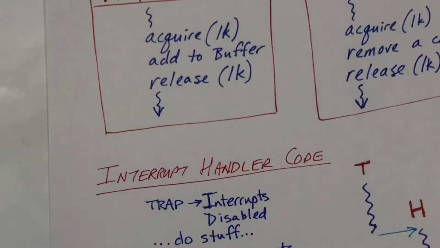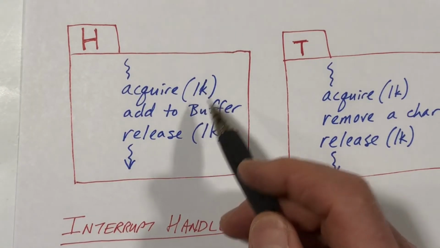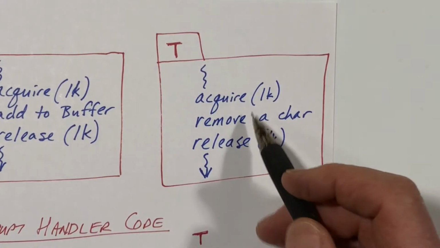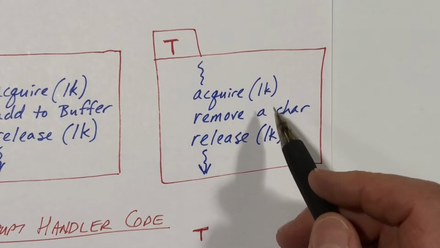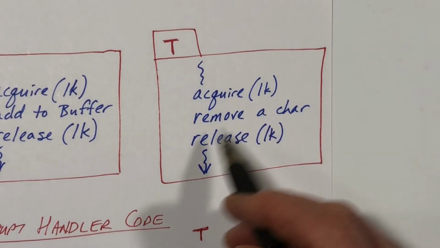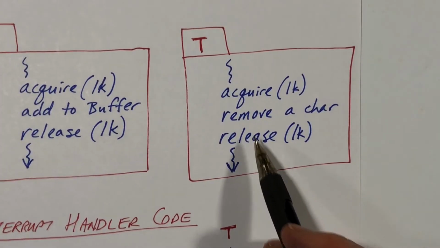So here's the code that we might see in the handler. It acquires the spin lock, adds a character to the buffer, and then releases the lock. The thread that wants to get input is going to acquire the lock so it can access the shared buffer, remove a character, and release the lock. I'm not going to be concerned with what happens if the buffer is completely full or completely empty.